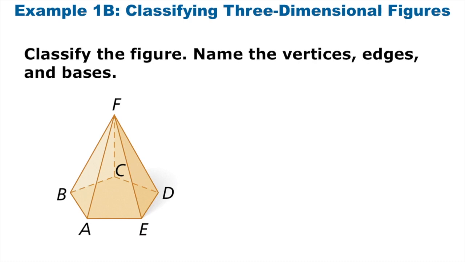The first thing they want us to look at is to classify the figure. Since it only has 1 base, and that base has 5 sides, I know it's a pentagonal pyramid. Next, it wants us to name the vertices. The vertices are all of the points or the corners, so I would just list all of the letters.